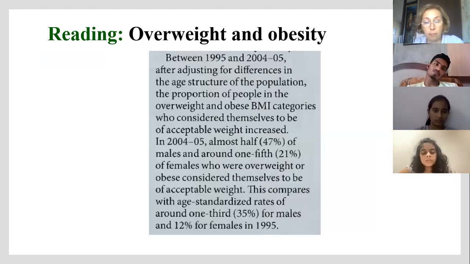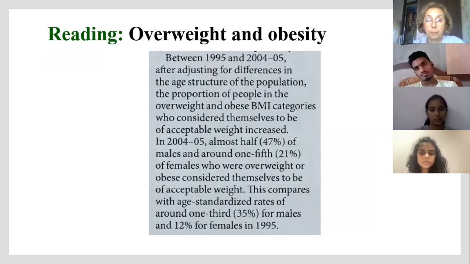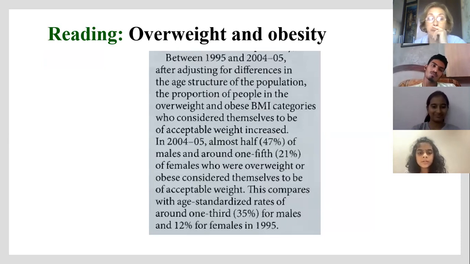Yes, between 1995 and 2004-2005, after adjusting for differences in the age structure of the population, the proportion of people in the overweight and obese BMI categories who consider themselves to be of acceptable weight increased. In 2004-2005, almost half of males and around 1/5 of females who were overweight or obese considered themselves to be of acceptable weight. This compared with age standardized rates of around 1/3 for males and 12% for females in 1995.